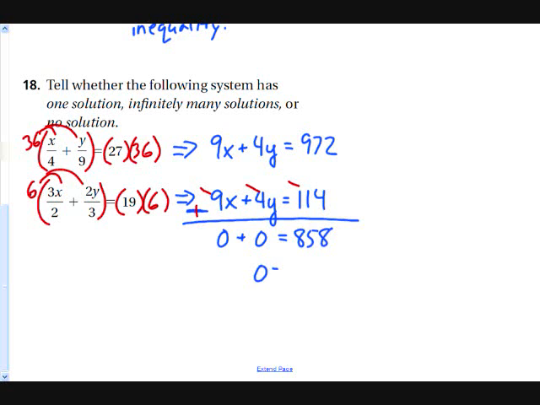And so what I'm left with is 0 equals 858, which is not a true statement. 0 does not equal that. And since we ended up with no variables left in this equation, and the statement I got is not true, it means that there's no solution. So there's no solution for this one. If I end up with a statement that is true, it's infinitely many solutions. And if I only had one solution, then I'd find an x and a y value, an ordered pair that works for each equation. So this one's going to be no solution, because I end up with a false statement.